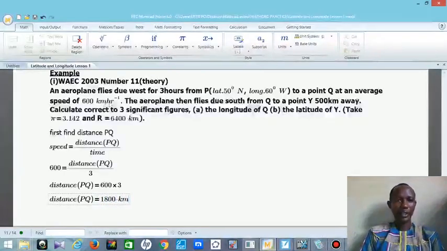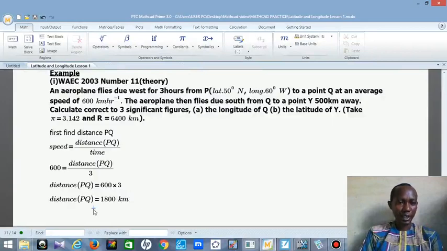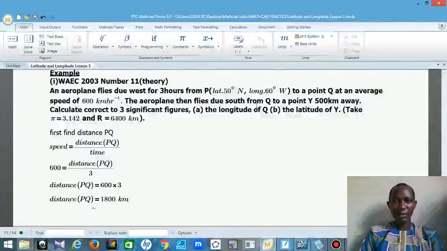Since the speed is in kilometers, you can see it. So 600 times 3, 1800 is correct. So this is the distance PQ. Now that the distance is known, we have settled one major piece of information. Let's see what next. They say this plane at point Q now flies due south, from Q due south to a point Y, 500 kilometers away. So distance QY is given as 500.